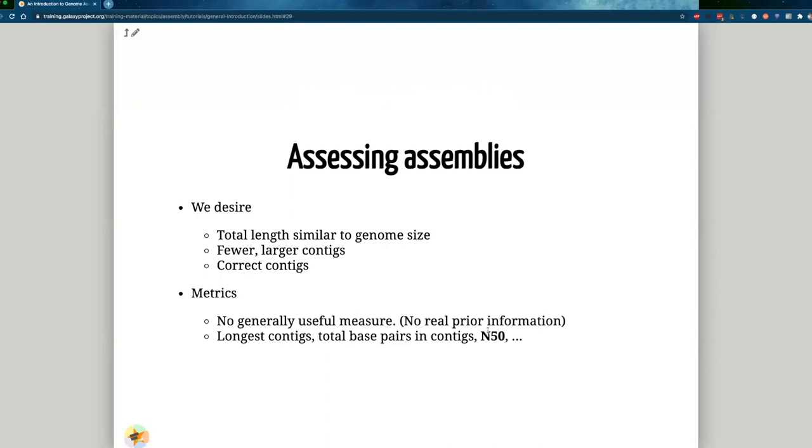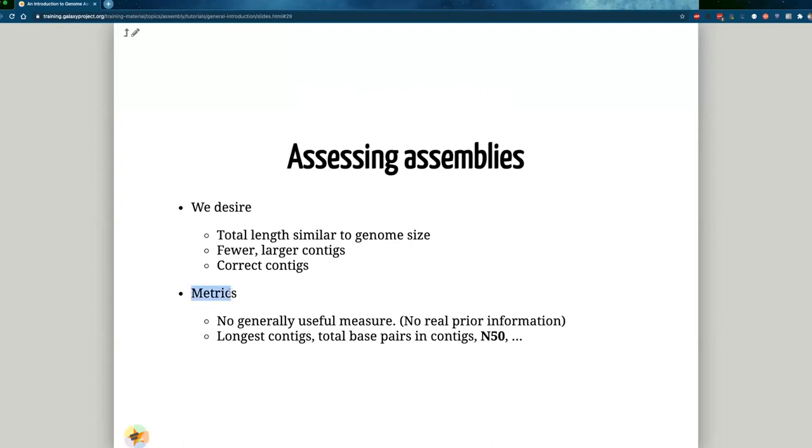Because remember, we don't really know anything about this genome before we do any of this work. So we don't know what it looks like. We don't know what the contigs are meant to look like. We kind of know the length, but that's about it. So how do we know they're correct? Well, there are some ways we can sort of figure that out.